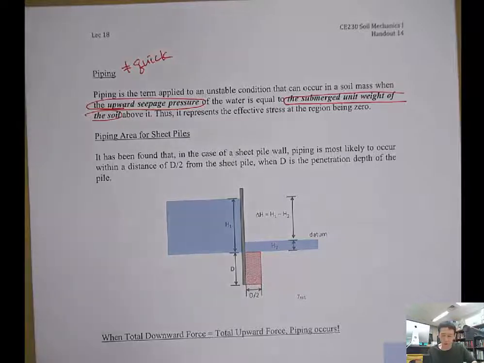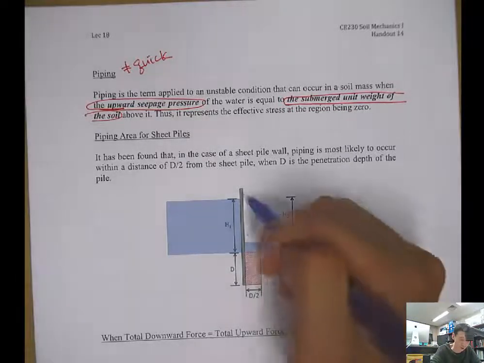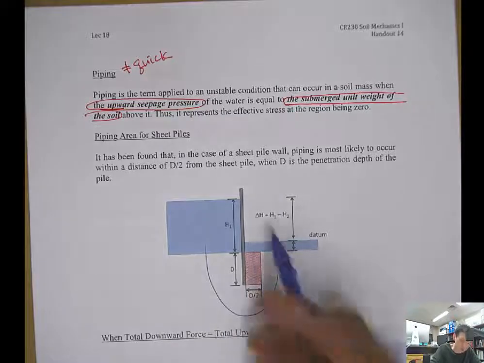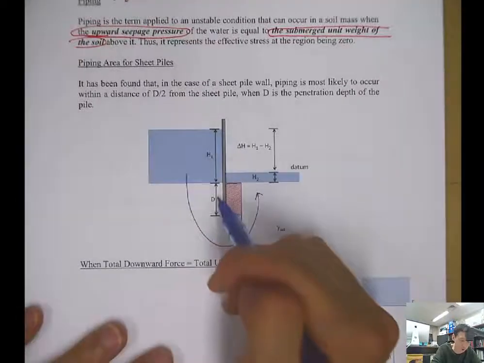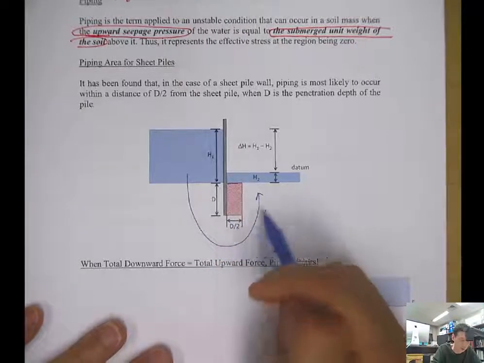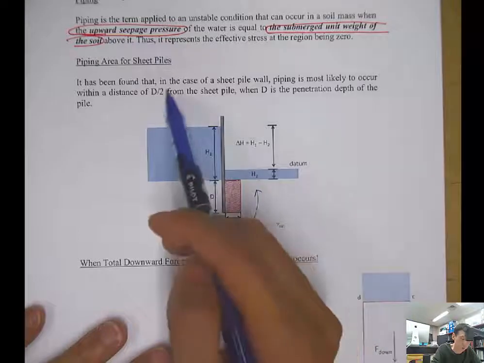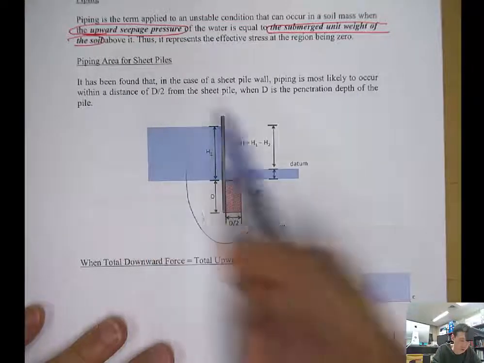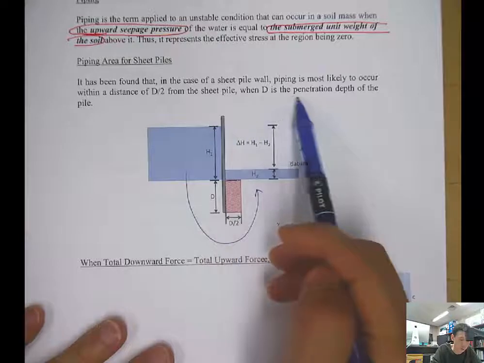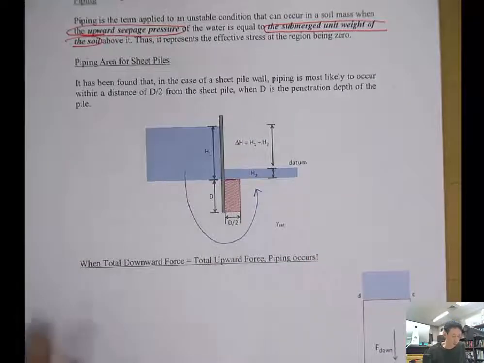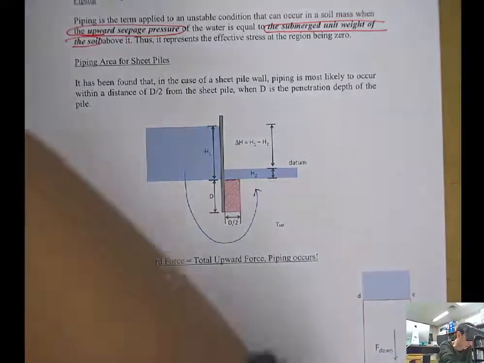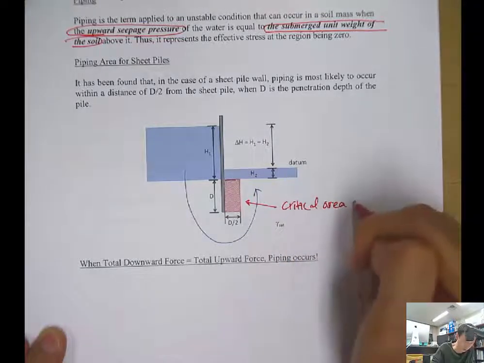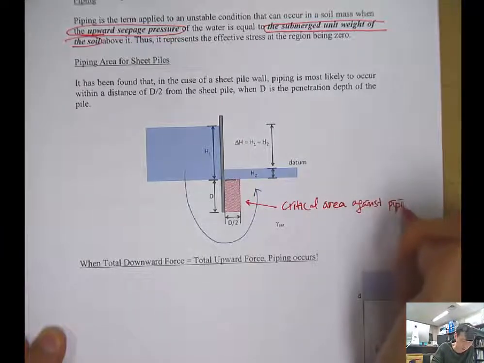And then what is the piping area? So where do we look? So here, if this is the sheet pile wall, and inside and outside the water will flow like this, then this red rectangle area, with the penetration depth D and the width of half of that, is called the piping area. It's been found that in the case of a sheet pile wall, piping is most likely to occur within a distance of D over 2, half of the penetration depth, from the sheet pile, where D is the penetration depth of the pile. So this rectangle area is the critical area against piping.